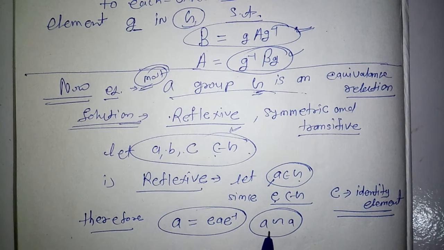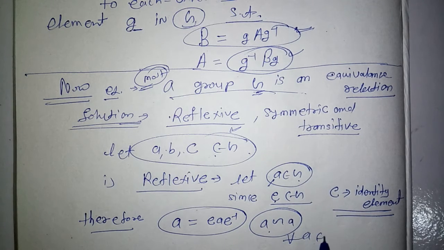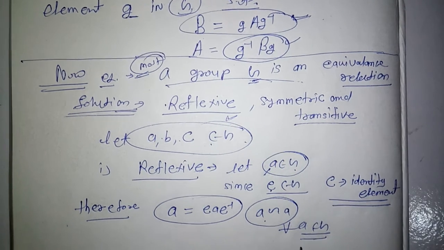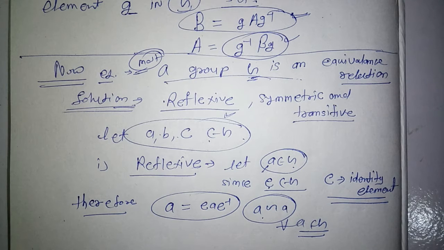Okay, this is according to the conjugate set. Okay, students, for all A belonging to G, we know also that. Okay, thus G is reflexive.